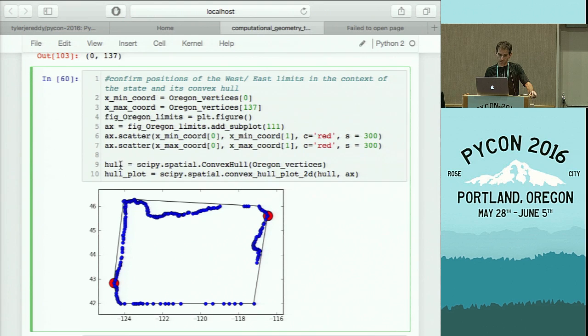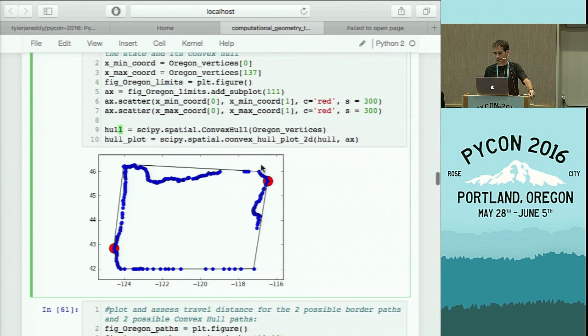And the other thing we've done, again, we've just generated an instance of the convex hull class using the Oregon vertices as input. And again, we've taken advantage of the built-in 2D plotting, SciPy spatial convex hull plot 2D, to actually draw the convex hull.